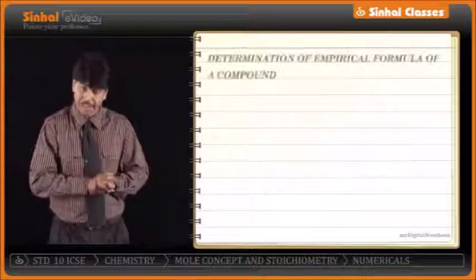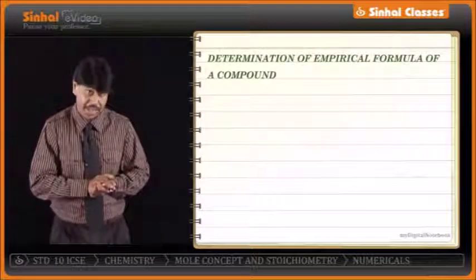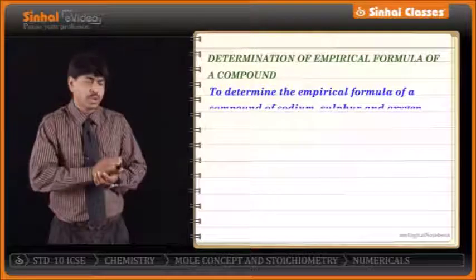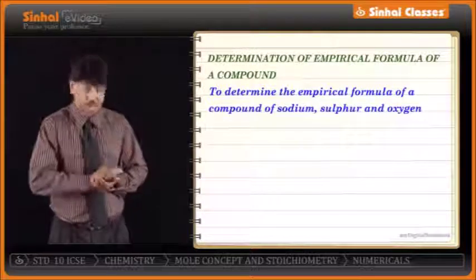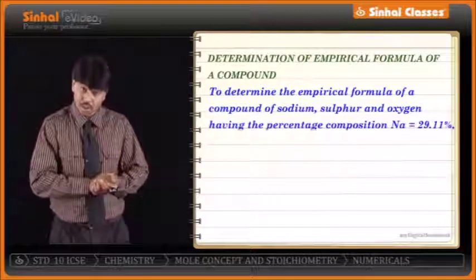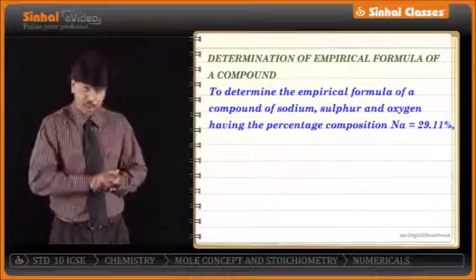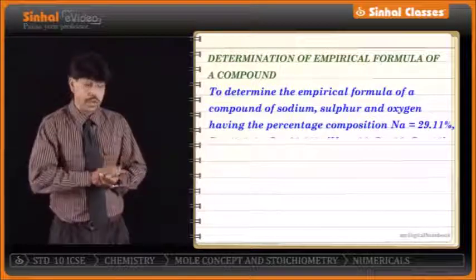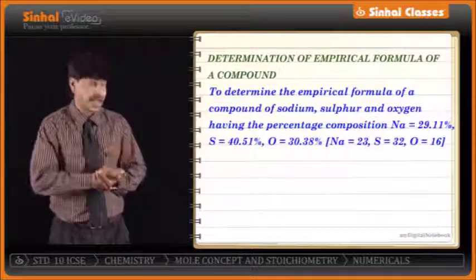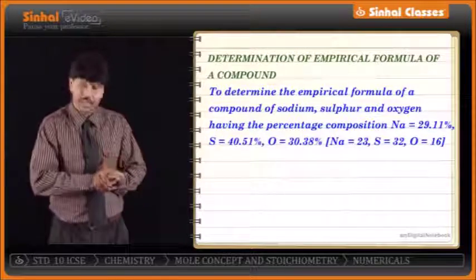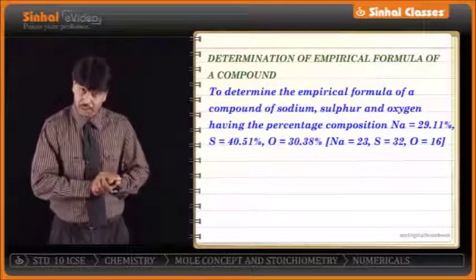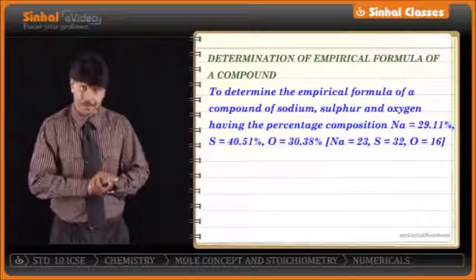Now how to calculate it? Let's take an example and understand it. To determine the empirical formula of a compound of sodium, sulfur and oxygen having the percentage composition sodium 29.11%, sulfur 40.51%, oxygen 30.38%. Weights are given in the bracket: sodium 23, sulfur 32, oxygen 16.